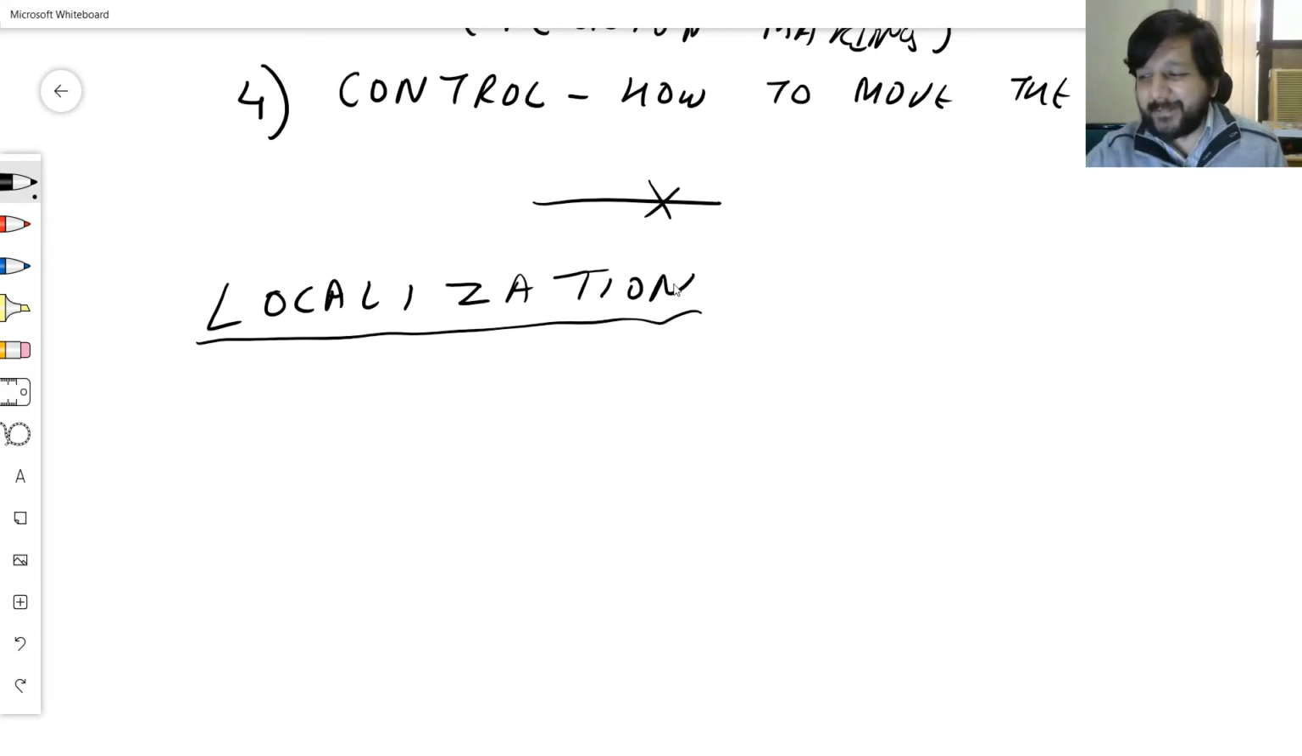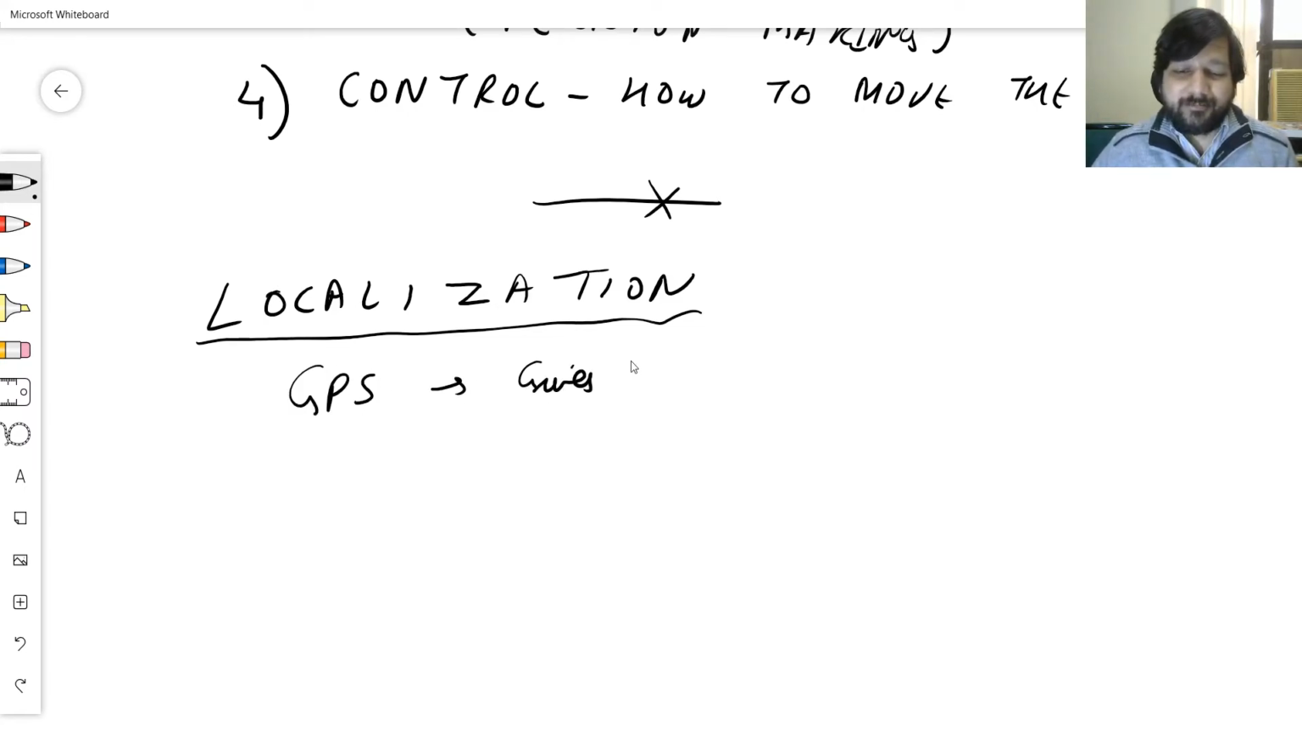That's the same sensor that you use when you travel with your mobile phones like this. And the sensor is, of course, called a GPS. So it gives you the position. So why do I need anything more?